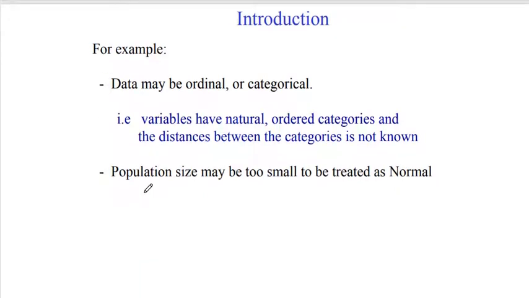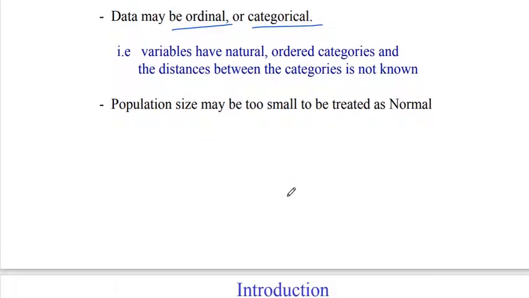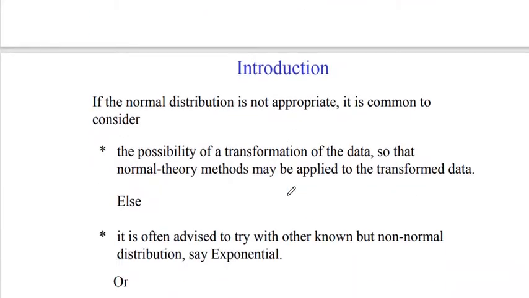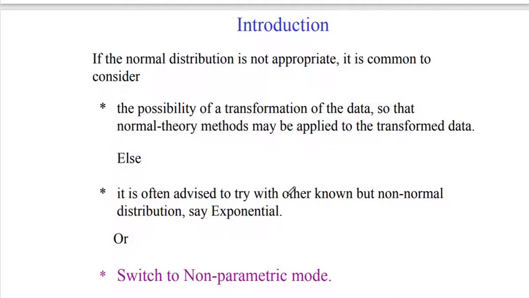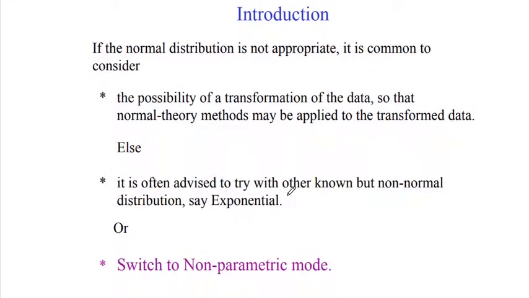Introduction. Now we can see some examples also. Data may be ordinal or categorical. What do ordinal and categorical mean? Variables have natural ordered categories, and the distance between categories is not known. Population size may be too small for the population to be treated as normal. These are some of the assumptions. This is the case for non-parametric inference.